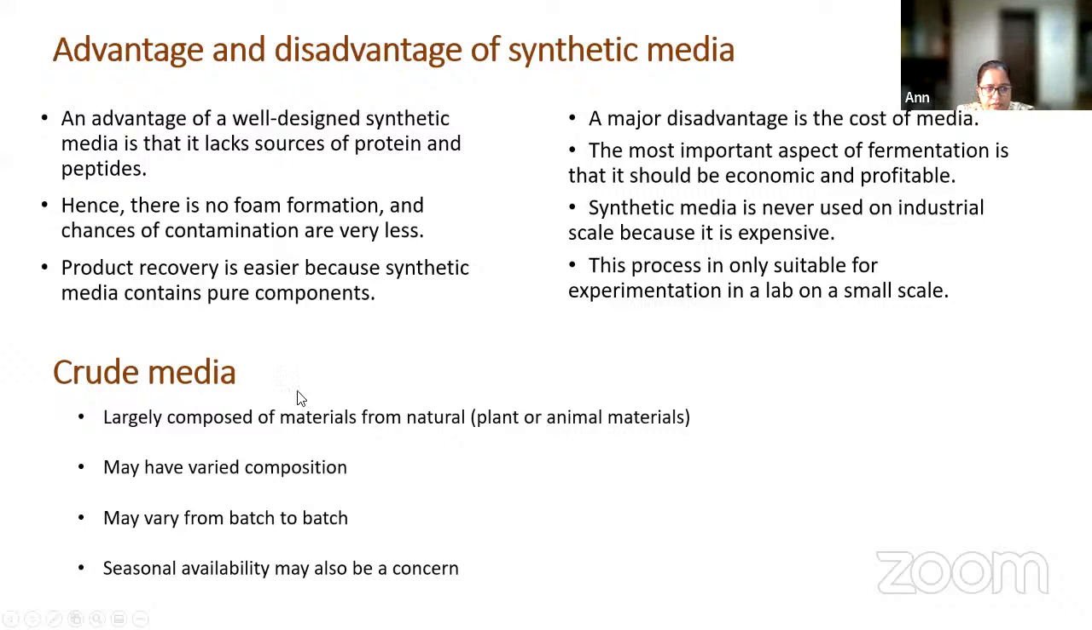Crude media, on the contrary, are largely composed of materials from nature, and we pick them up because of the low cost, which then influences the fermentation process. And these may be varied in composition. You may have batch to batch variation. Seasonal availability is also a problem in this. But looking at the cost economics, we finally pick up this.